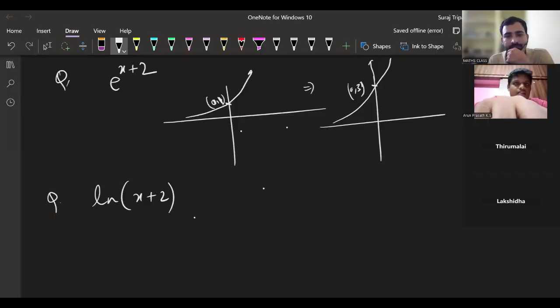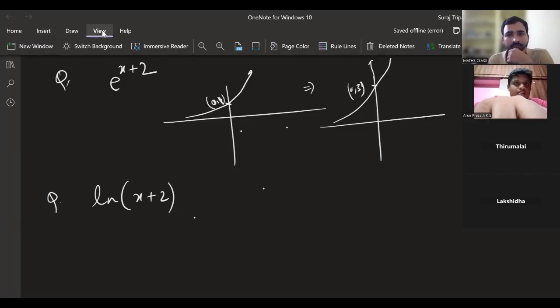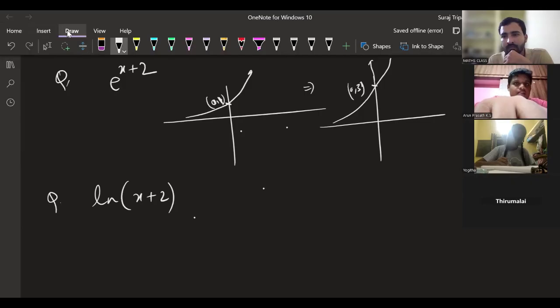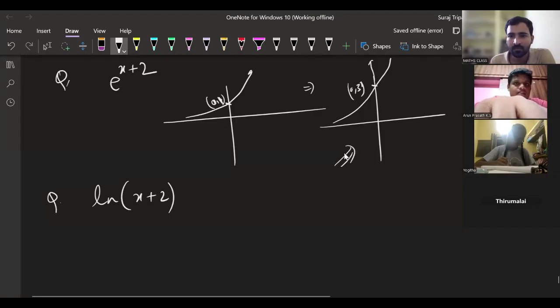This is the new graph. This is the graph for e raised to x plus 2. I have shifted the whole graph towards the right side.